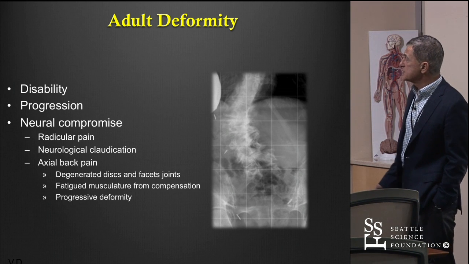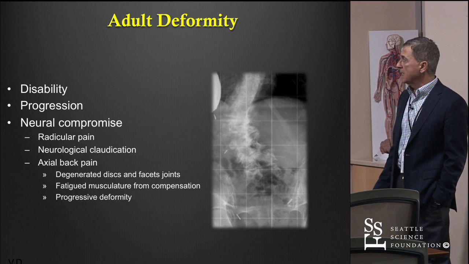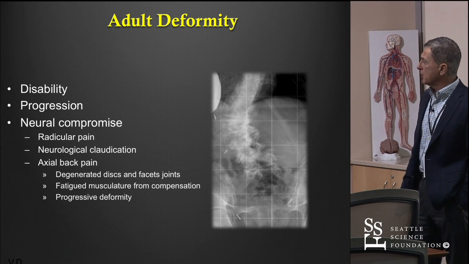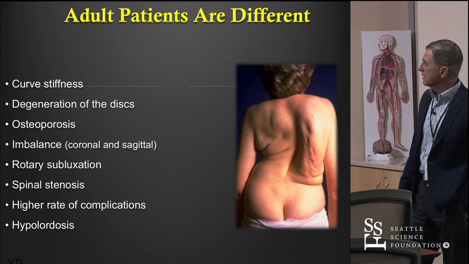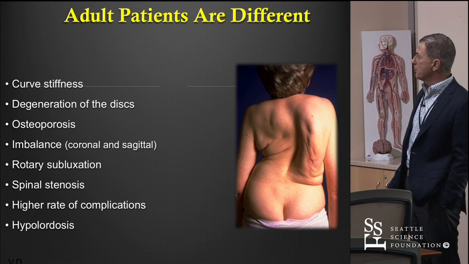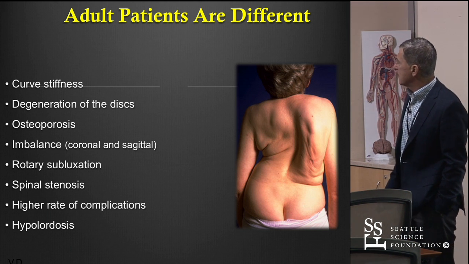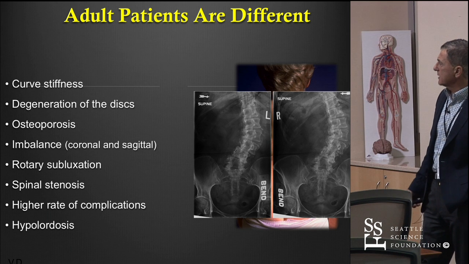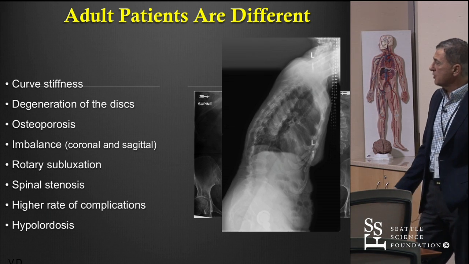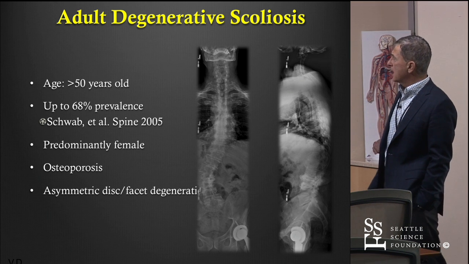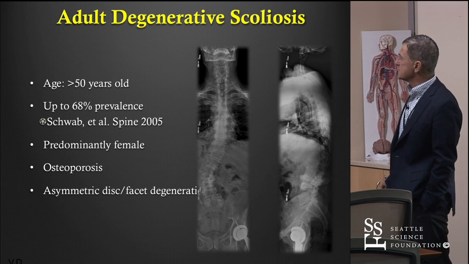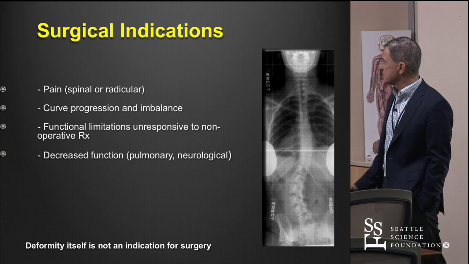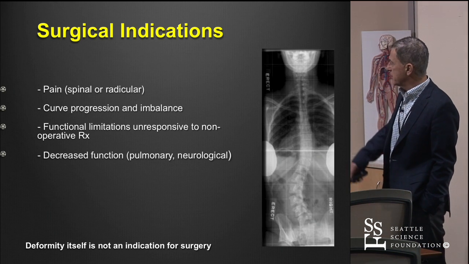So adult deformity leads to disability. It's usually progressive, and neural compromise varies from patient to patient. You can have the patient with radicular pain, or you can have the patient with neurogenic claudication. And almost all patients have axial back pain. Adult patients are different than idiopathic scoliosis. You have stiff curves. You have degeneration of the discs. You have osteoporosis. You have rotary subluxation. This patient has had previous laminectomy, now has significant deformity. And also, you have significant hypolordosis in these patients. Typically, these patients are more than 50 years old, up to 68% prevalence, mostly female. A lot of them have osteoporosis, and a lot of them have asymmetric degeneration of the discs.